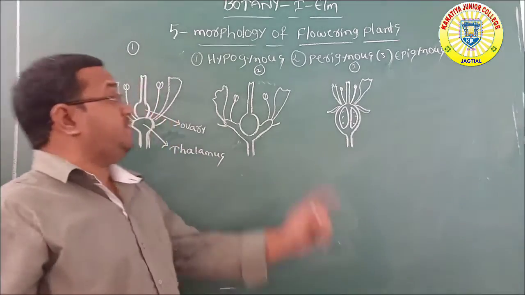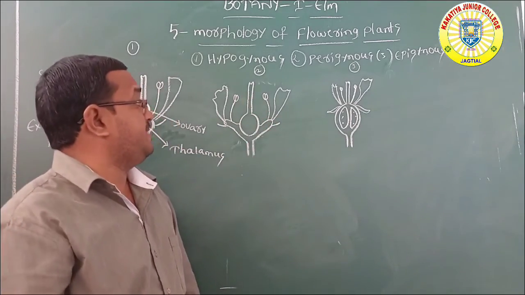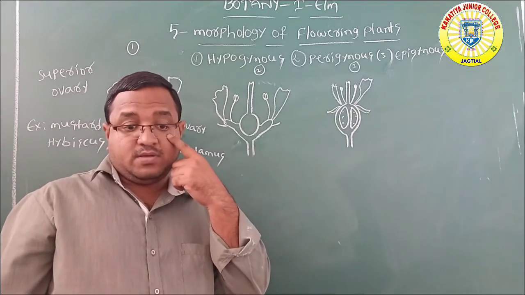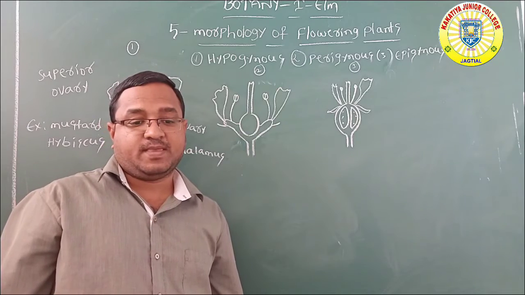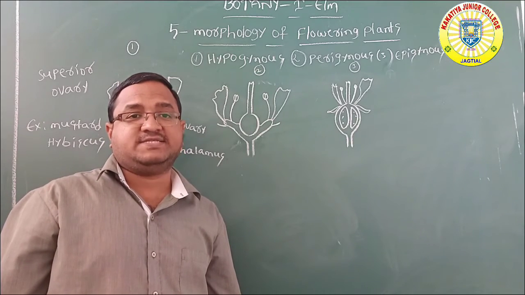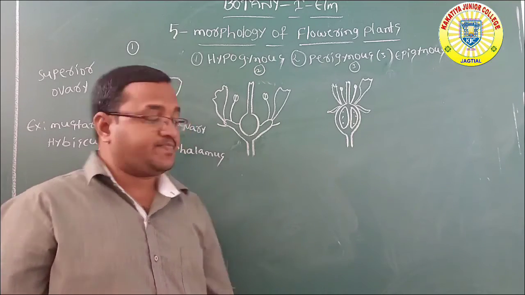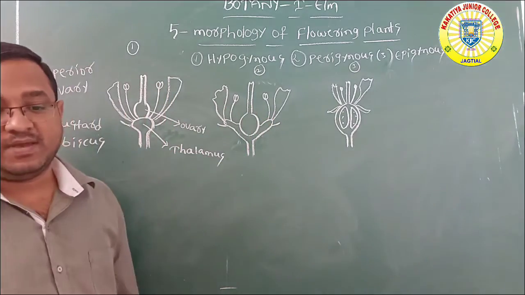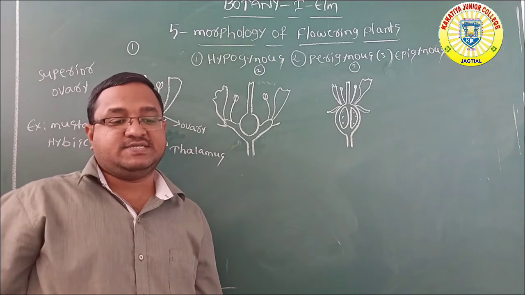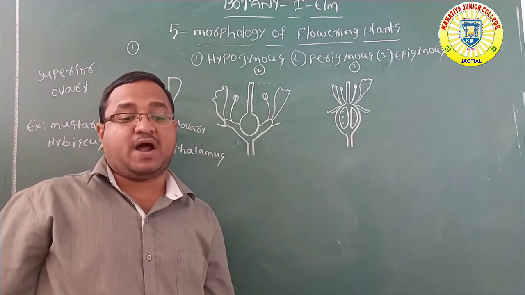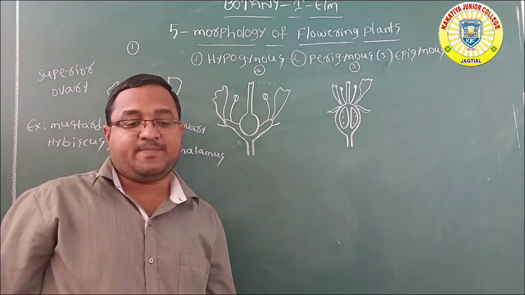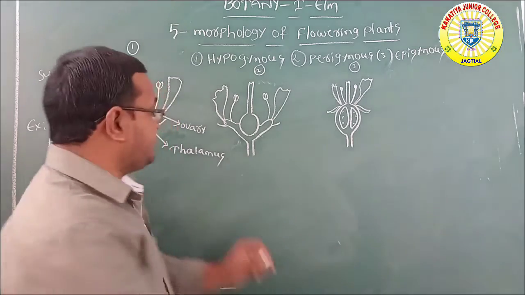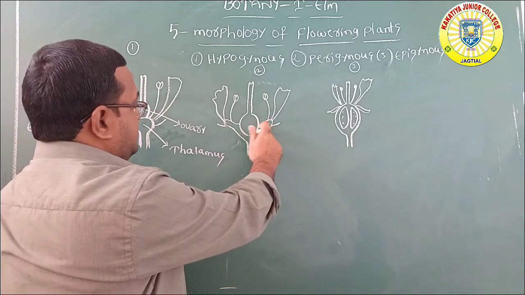Okay, next one, what about the perigynous? Second one, perigynous. In this perigynous flower, the gynoecium is situated at the center. Here you can see, gynoecium is situated at the center. The remaining other parts of the flower are developed on the rim of the thalamus. Here this is the rim of the thalamus.